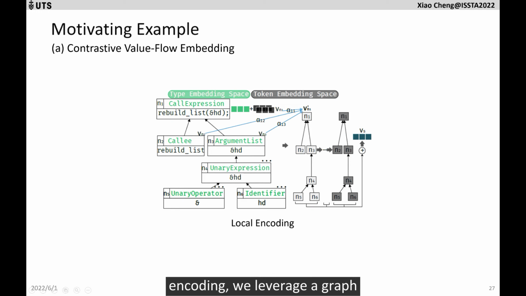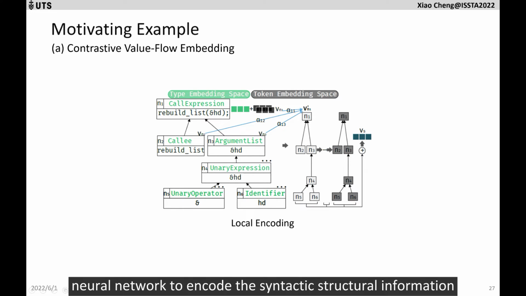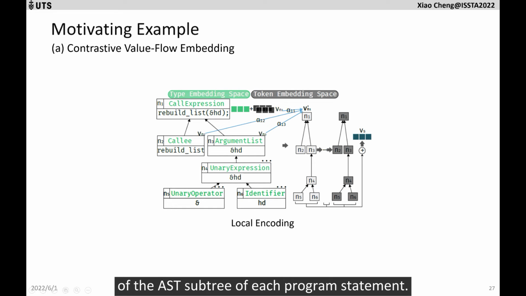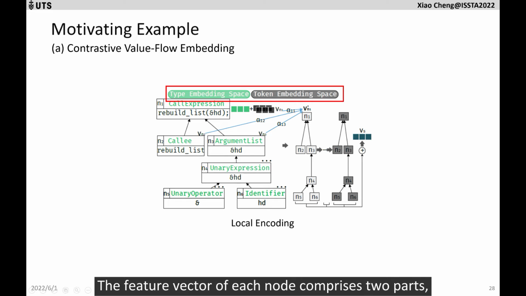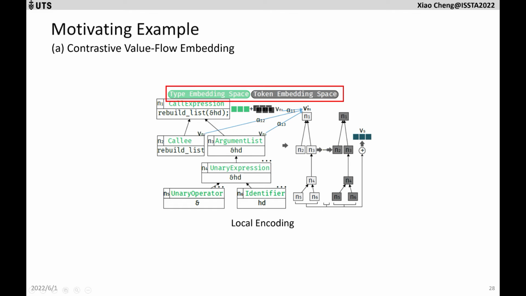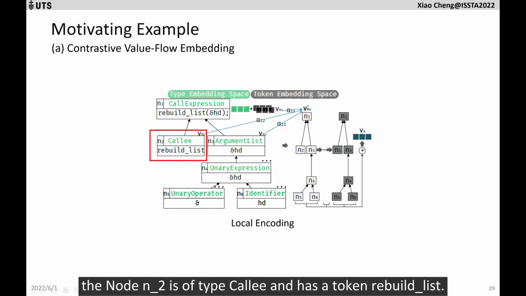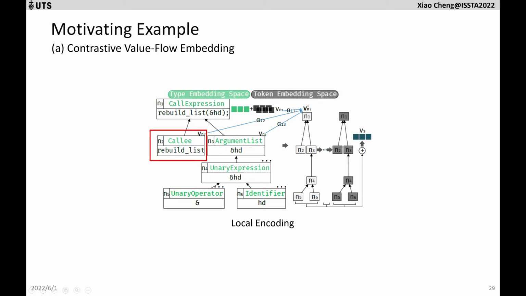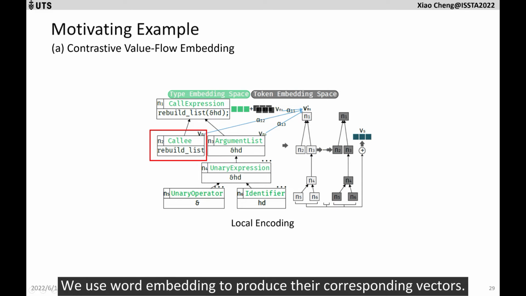For the local encoding, we leverage a graph neural network to encode the syntactic structure information of the AST subtree of each program statement. The feature vector of each node comprises two parts: node token and AST node type. For example, the node N2 is of type Call and has a token rebuild list. We use word embedding to produce their corresponding vectors.